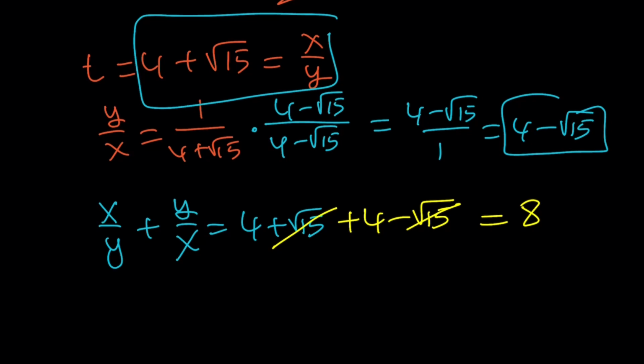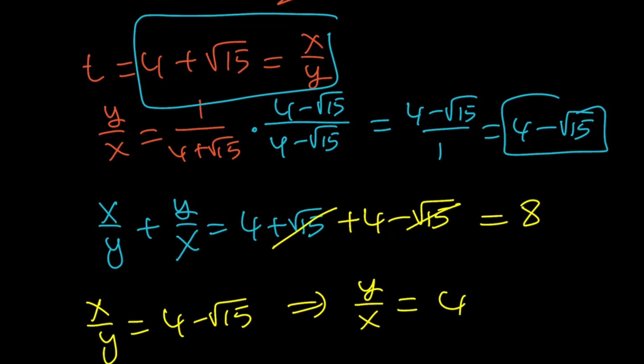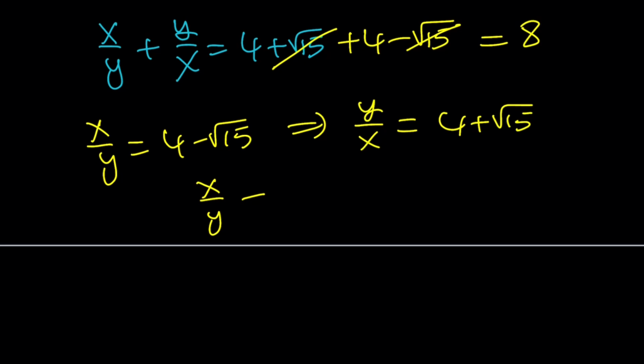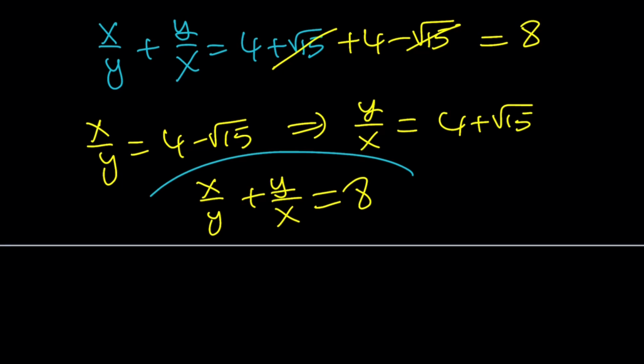And again, if you use x over y as 4 minus root 15, then y over x is just going to be the reciprocal, which is also the conjugate of this expression, and their sum again is going to be 8. So this sum is constant for this quadratic equation. Why? Let's see why in a little bit. Okay, now that's going to bring us to our second method.